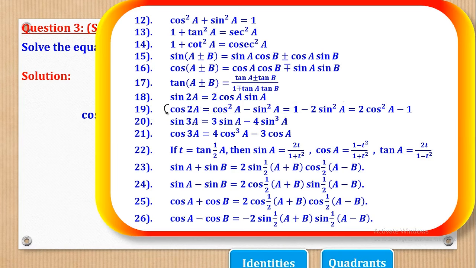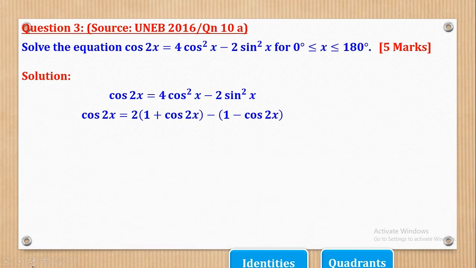Similarly, if I equate this with this and I make cos squared a the subject, it will be a half in brackets 1 plus cos 2a. So that is what I will use here. So when I use that, this one will be changed to this. Now a half, remember it is a half in brackets 1 plus cos 2x.